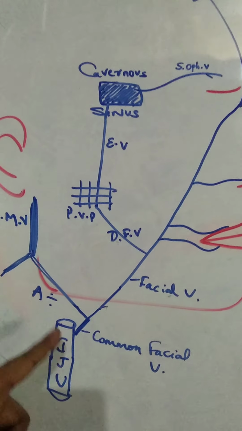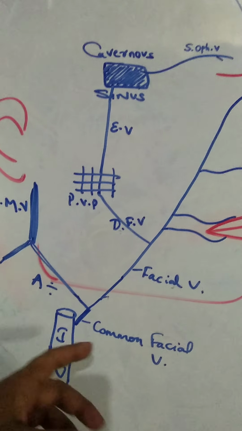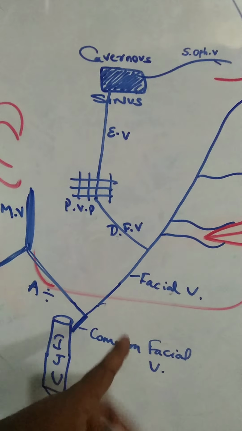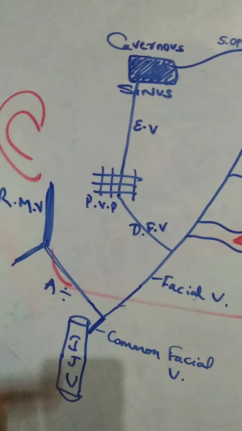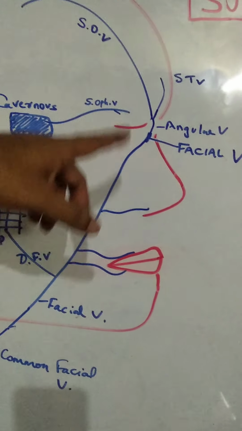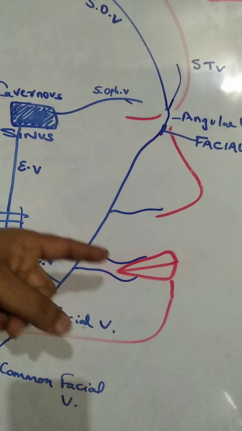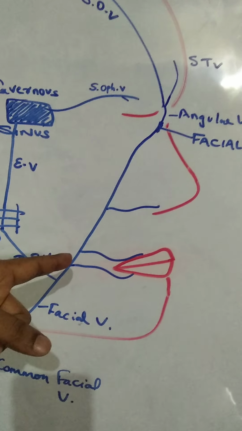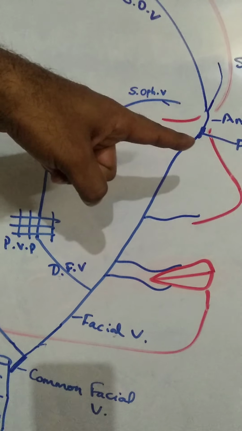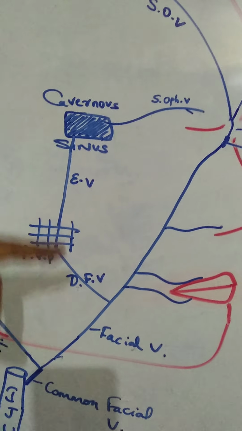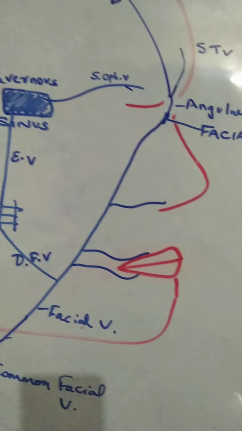Here it terminates by joining with the anterior division of the retromandibular vein, forming common facial vein, which drains into the internal jugular vein. So facial vein will become common facial vein after joining with the anterior division of retromandibular vein. The tributaries include the angular vein, the formative tributaries supratrochlear and supraorbital, lateral nasal vein, superior labial and inferior labial vein. Communication includes through the superior ophthalmic vein into the cavernous sinus, and through the deep facial vein, pterygoid venous plexus, emissary vein into the cavernous sinus.